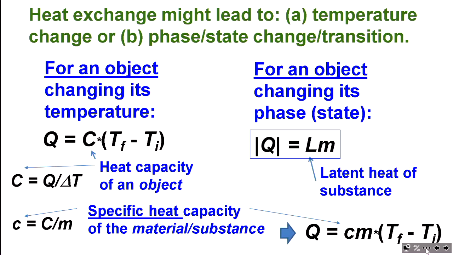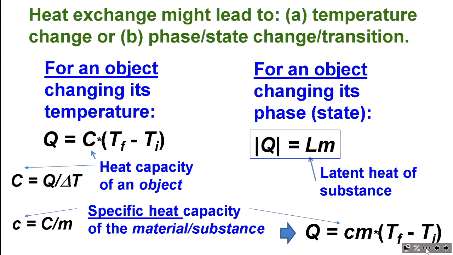Now, when an object absorbs energy, Q, the amount of heat, is positive. When an object releases energy, Q, the amount of heat, is negative. This equation, or that equation, takes care of it automatically. For example, water is warming up. Final temperature is above initial. This difference is positive. Water is cooling down. Final temperature is below initial. The difference is negative. But this expression has to be taken care of manually.